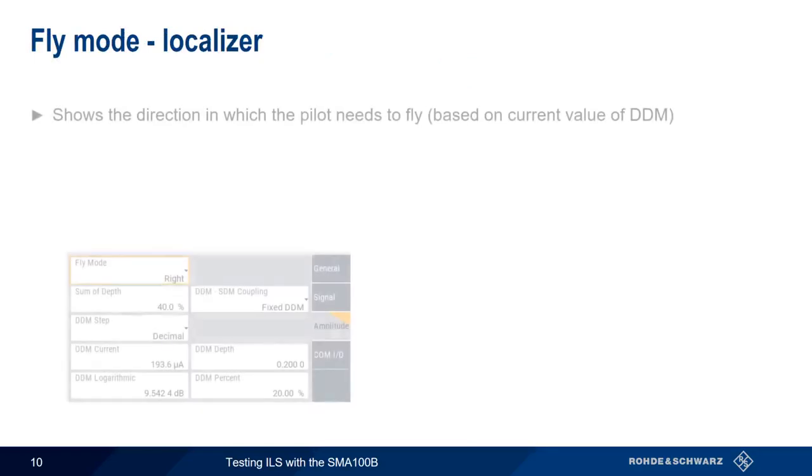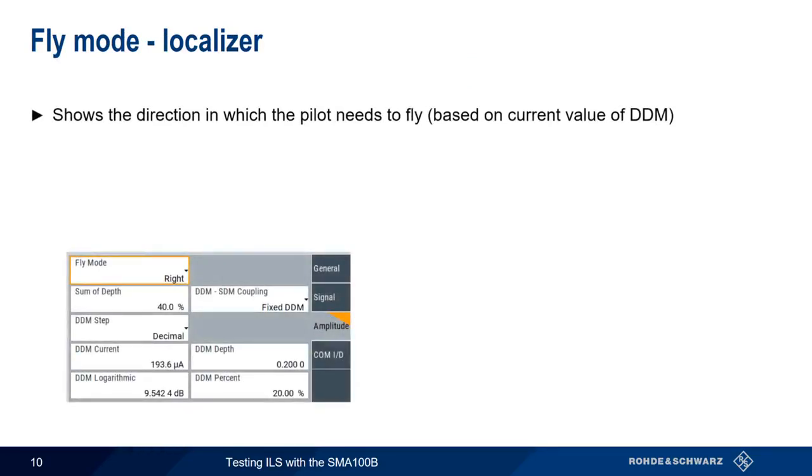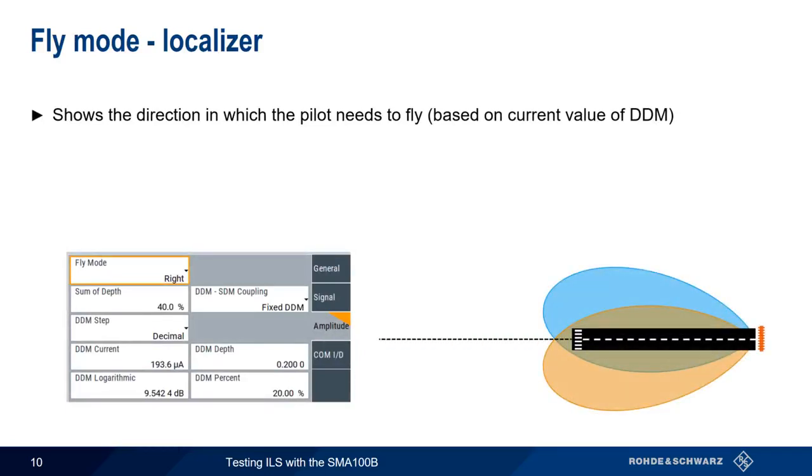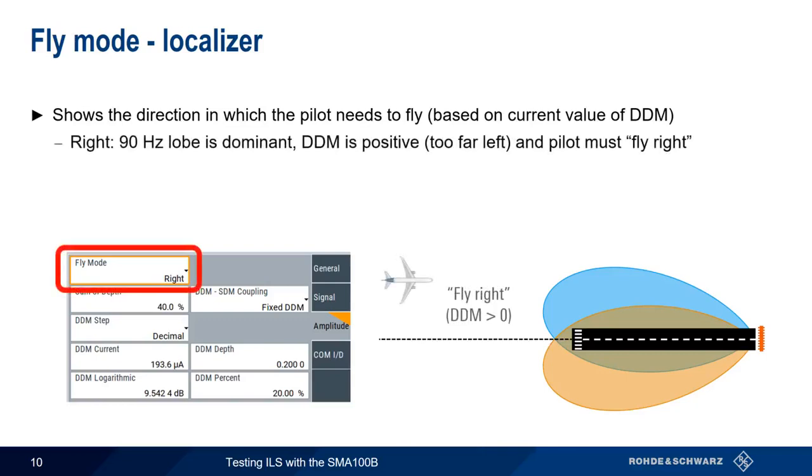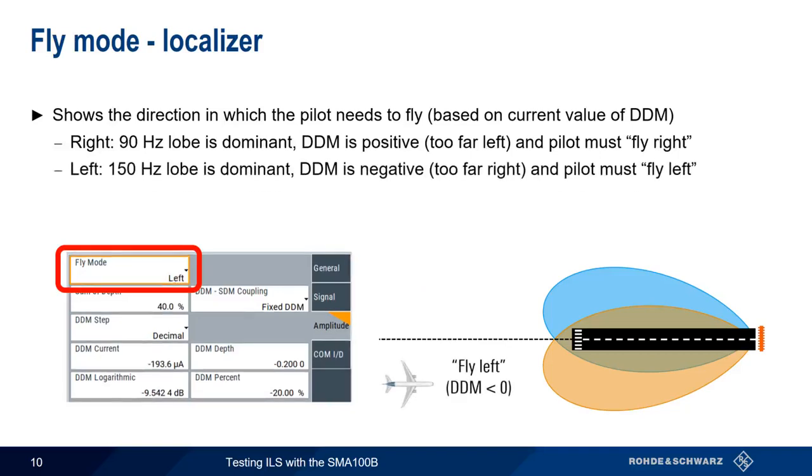DDM is closely related to something called fly mode. Fly mode is simply an indication of which direction the pilot needs to fly in order to intercept the localizer center line. This is based on the current value of DDM. If fly mode shows right, this means that the 90 Hz lobe is dominant, DDM is positive, and therefore the pilot must fly right to intercept the center line. If the fly mode shows left, then the 150 Hz lobe is dominant, DDM is negative, and the pilot has to fly left to center the aircraft with the runway.